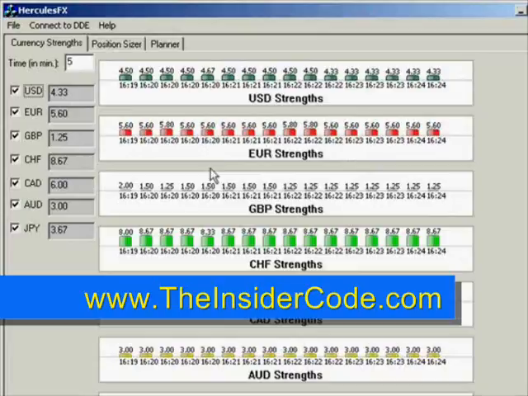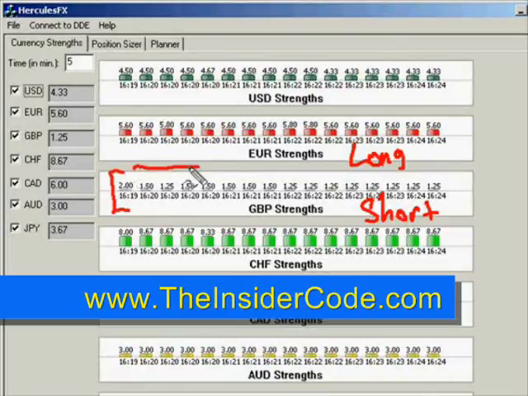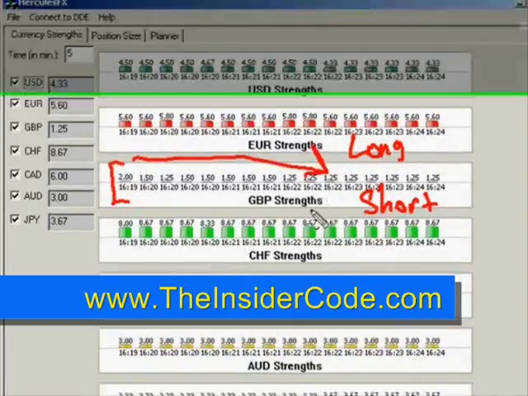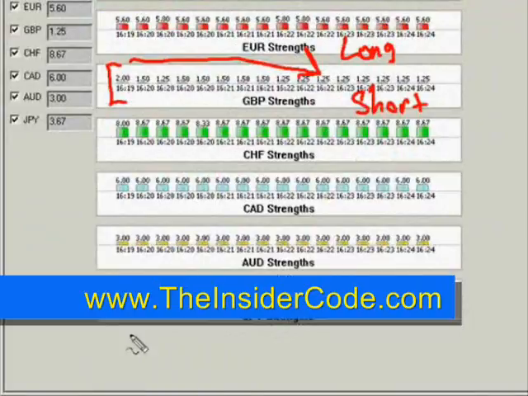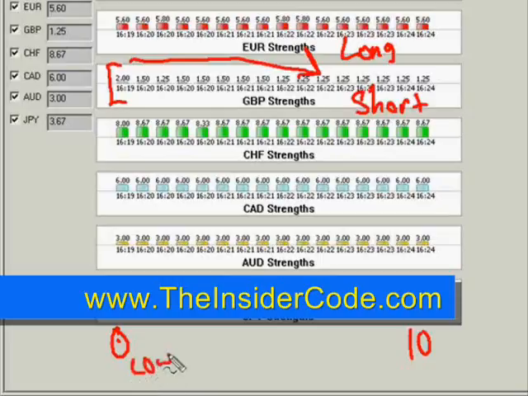Now the technique to use these currency strengths on Hercules is really very simple. If, for example, I was looking at the British pound and I was trying to decide whether or not to go long or short, by looking at the currency strength, I can see that for the short term at least, this strength is going down, yes, but look how low it is. Remember, this is on a scale from 0 to 10, 0 being low, 10 being high.